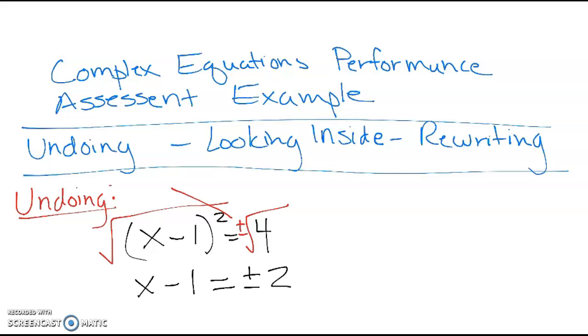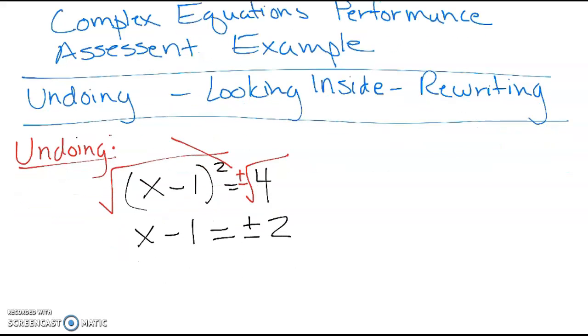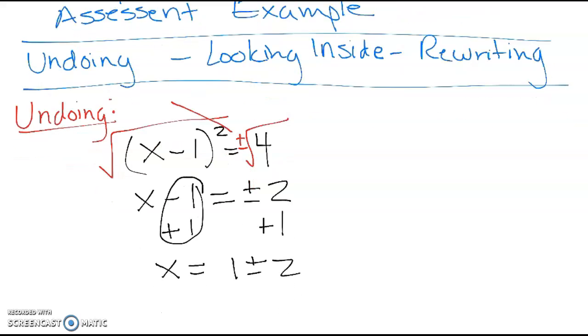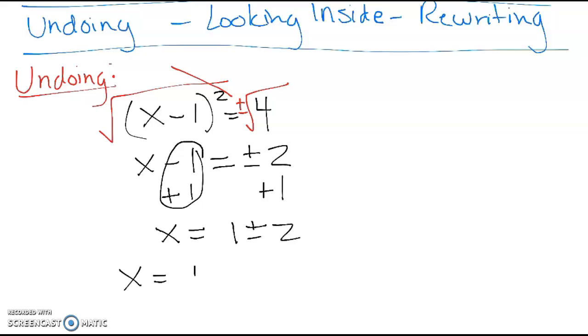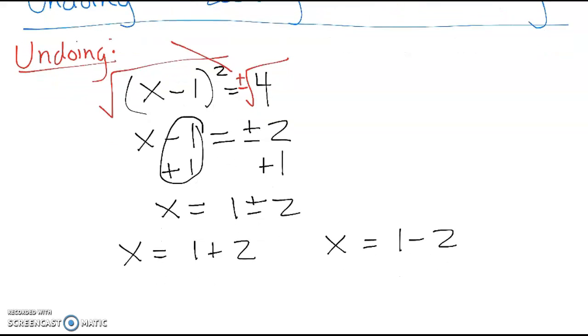From there, I'm going to keep undoing the operation. So now I see that there is a 1 being subtracted from x. I'm going to do the opposite of that and undo that by adding 1. And if I do it to one side, I have to keep it balanced and do it to the other side. These make a 0 pair. So I'm left with x equals 1 plus or minus 2. And if I split that up, I have x equals 1 plus 2 and x equals 1 minus 2. So my two solutions are x equals 3 and x equals negative 1.